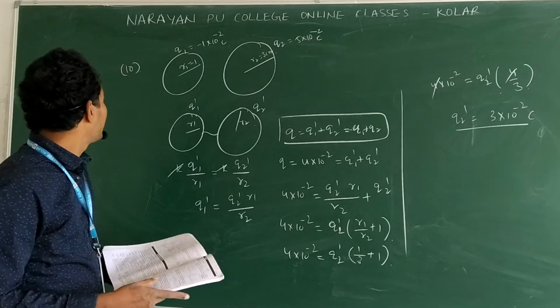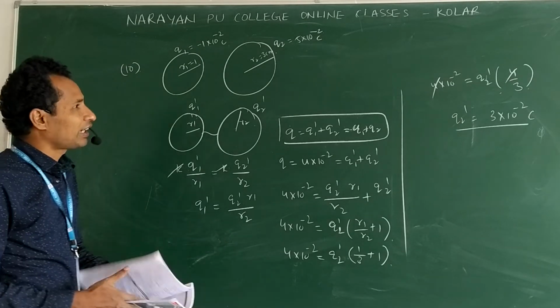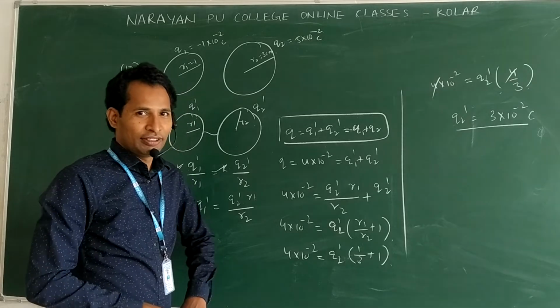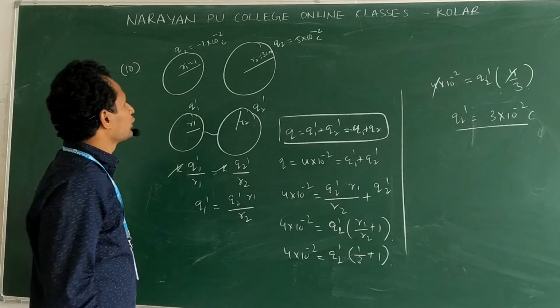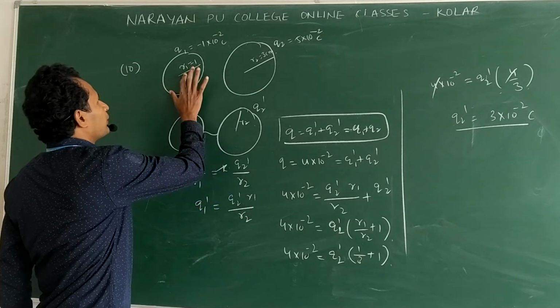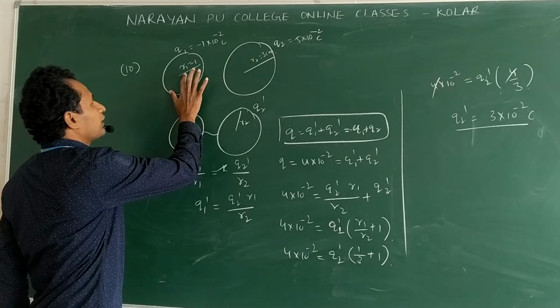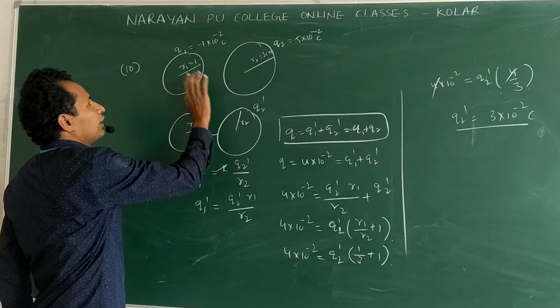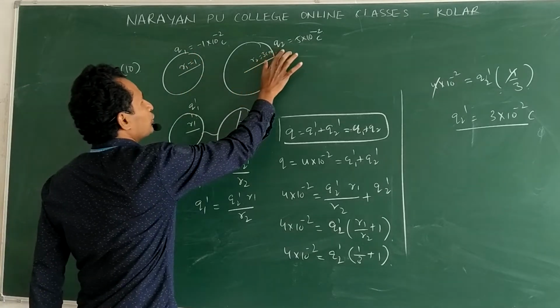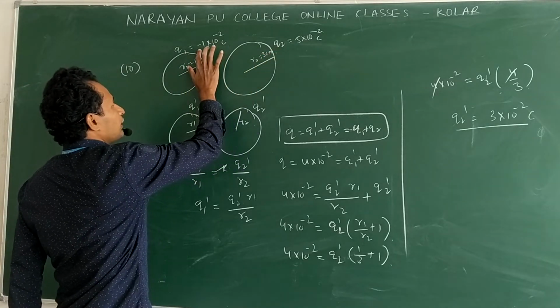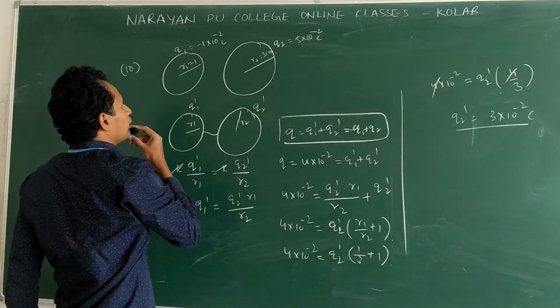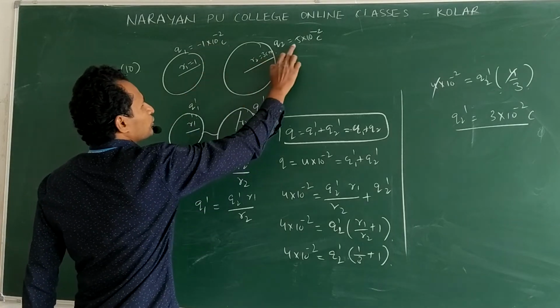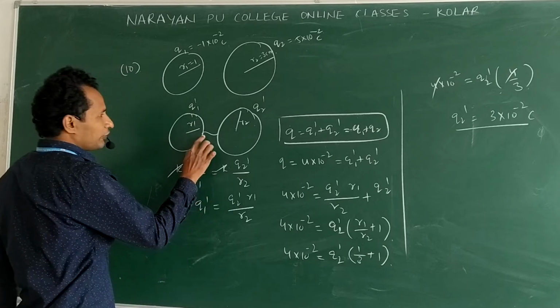And now come to question number 10, because already this is there in the last video. That's what I am explaining directly. First given information: first sphere radius is R1, charge is Q1. And second is R2 3 cm, Q2. Their charges are, first sphere is minus 1 into 10 power minus 2, and the second 5 into 10 power minus 2. They are connected with the wire.